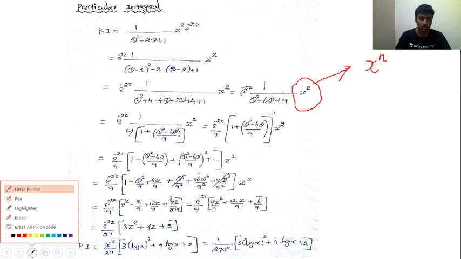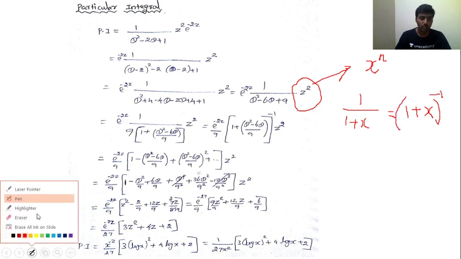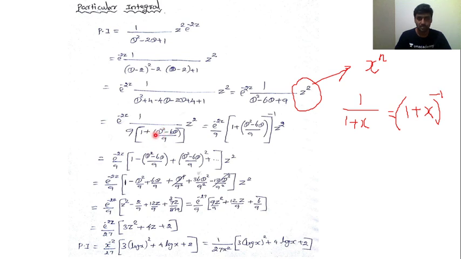This equation is equal to the 1 plus x category. So when you are taking this 1 divided by x, 1 plus x is equal to 1 plus x whole power minus 1. Here the total term 1 plus x is taken into the numerator. So e power minus 2z divided by 9 into 1 plus theta square minus 6 theta divided by 9 whole power minus 1 into z square.